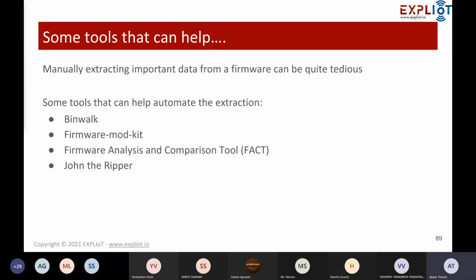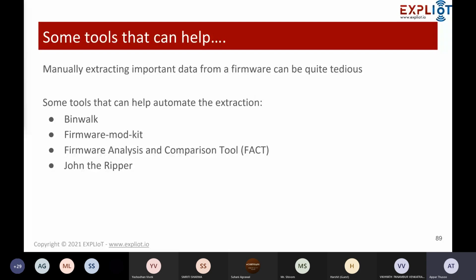So again, some of the tools, as I mentioned, that can help you with firmware analysis are Binwalk, Firmware Mod Kit, FACT, which is a firmware analysis and comparison tool, and John the Ripper. All of these tools are open source, so you can definitely check them out and try them out yourselves.